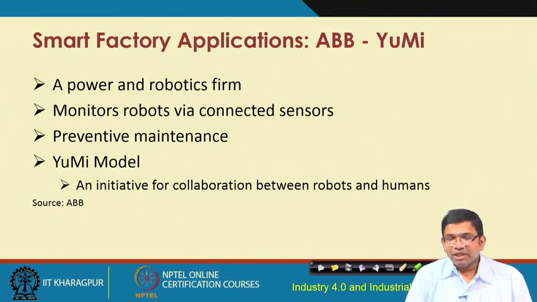ABB came up with the UMI model, which is an initiative for collaboration between industry scale robots and humans. ABB, as you know, is a power and robotics firm, which has sensors and robotic machinery enabled power systems for monitoring the condition of these machines. These machines are all sensor enabled and also connected through robots, and this UMI model can help in the preventive maintenance of ABB's products.